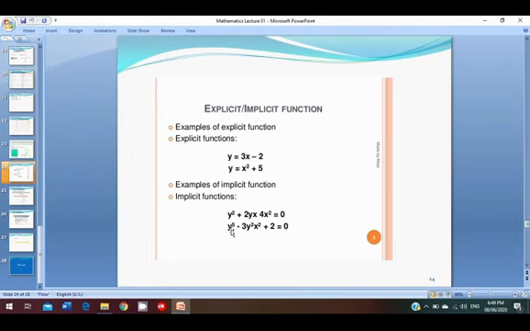Look at the example: y to the power 5 minus 3 x squared y squared plus 2 equals 0. In this equation you cannot separate the variables to opposite sides. So that's why these are implicit functions, in which we cannot separate the variables, and explicit functions are those in which we can separate the variables easily.